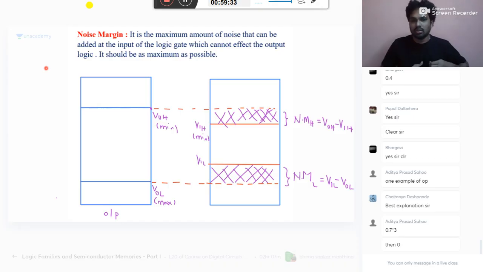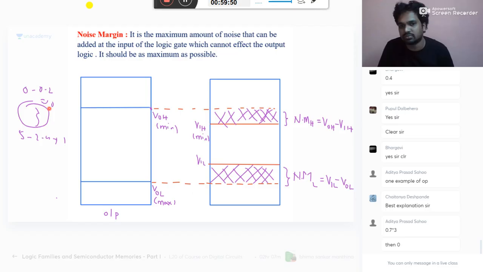Okay, so not 0, no, there can be some range where it is not 0, not 1 also. It purely depends on specification. So I say 0 to 0.2 volts, it is 0. I say 2.4 to 5 something, I say it is 1. What about the middle one? The middle one is the unused range. So the system may fall into that also. That should also be avoided.